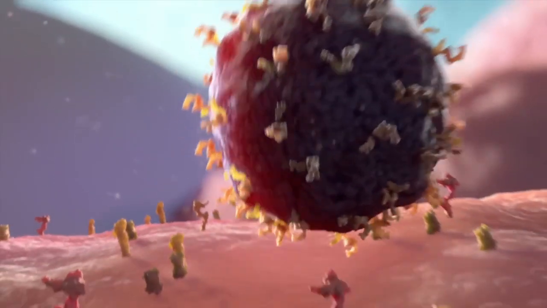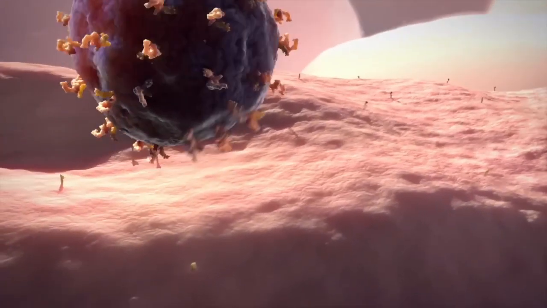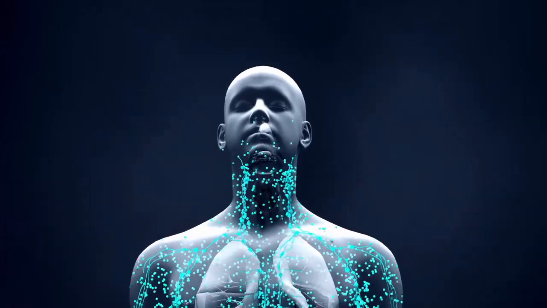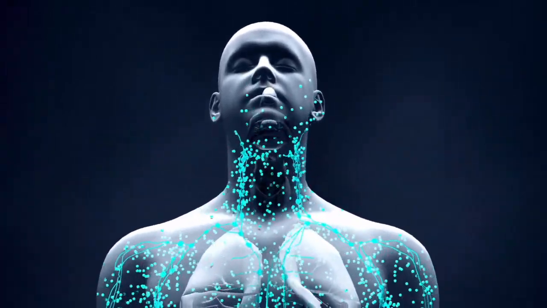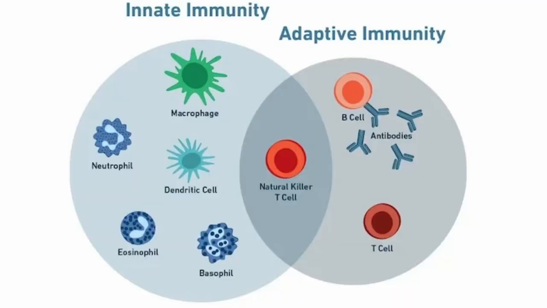When the immune system detects the presence of these invaders, it initiates a coordinated series of actions to eliminate the threat. It can broadly be classified into two main branches: innate immunity and adaptive immunity. Innate immunity is the first line of defense and includes immediate, non-specific responses to infections or injuries. It is present at birth and encompasses four types.